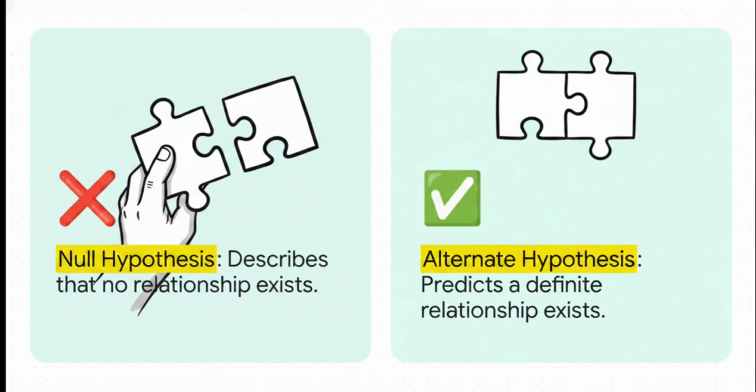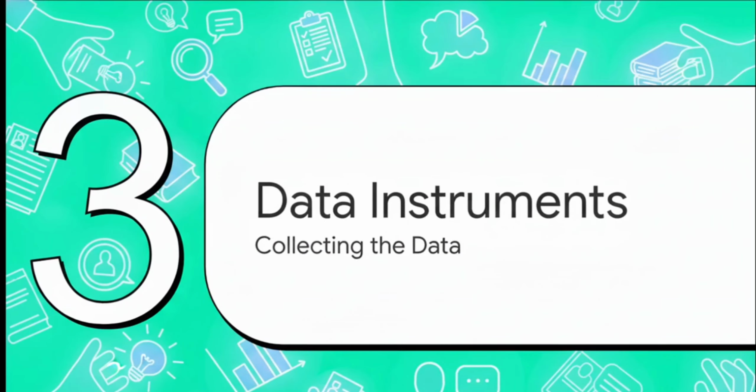Now you're going to run into 2 main types of hypotheses. First is the null hypothesis, or H0. This is the ultimate buzzkill. It claims there is absolutely no relationship between your variables, like saying family income has 0 impact on entertainment spending. Then you have the alternate hypothesis, or H1, which confidently states that a definite relationship does exist. Generally, as a researcher, your goal is to gather enough evidence to support this alternate hypothesis. Section 3, Instruments for Data Collection.